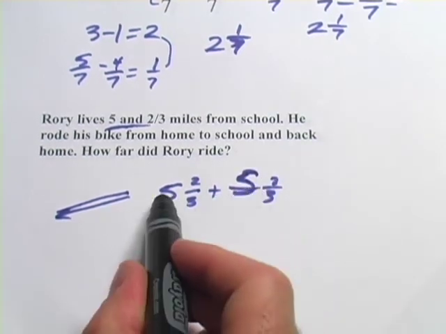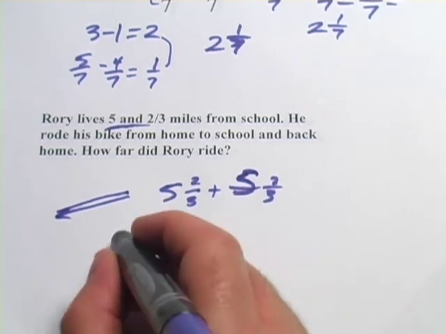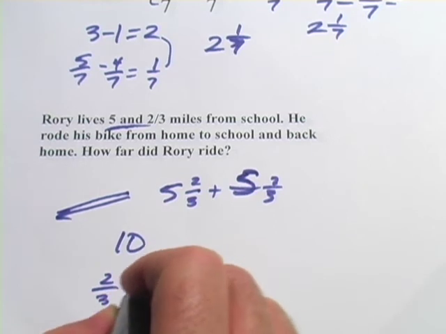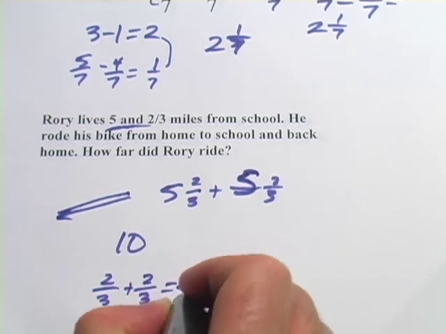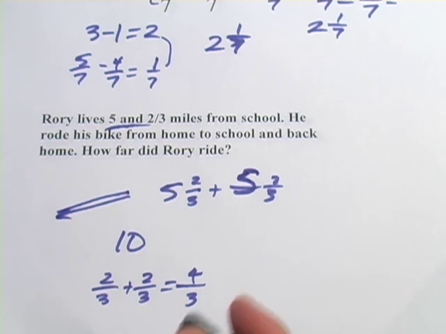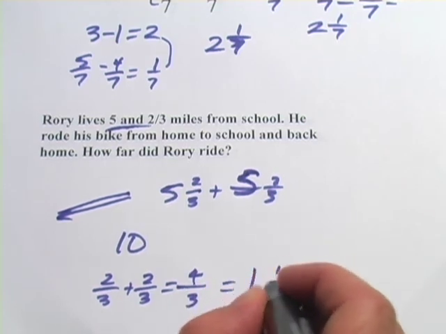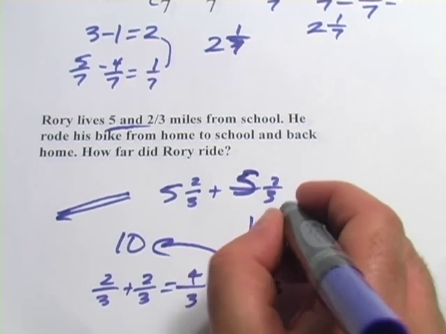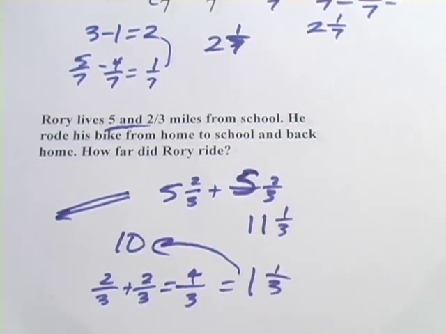I'm going to do the whole number part first. 5 plus 5 is 10. And now I have 2/3 plus 2/3. That equals 4/3. Well, if I convert that back to a mixed number, there's 1 3 in 4, leaving 1 left over. So that would be 1 1/3. And I would add that back into my 10, and I would get 11 1/3.